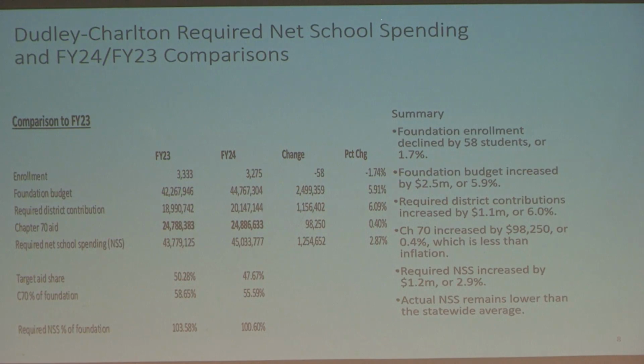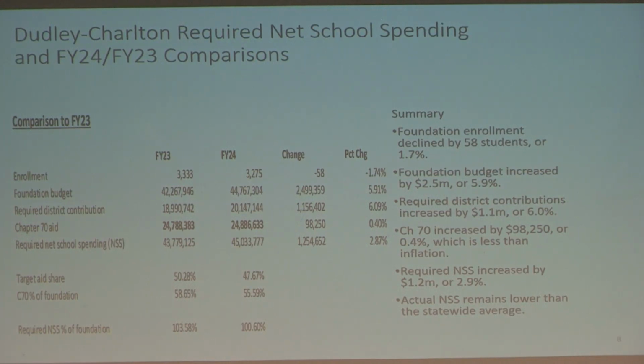And here is one last slide that's showing some data that's received from the state. This is focusing on net school spending, and it also is a comparative slide showing the 23 numbers and the 24 numbers. Those are the two leftmost columns in the table on the left. And some summary comments. Foundation enrollment declined by 58 students, or 1.7%. That's from FY23 to the next fiscal year of FY24.